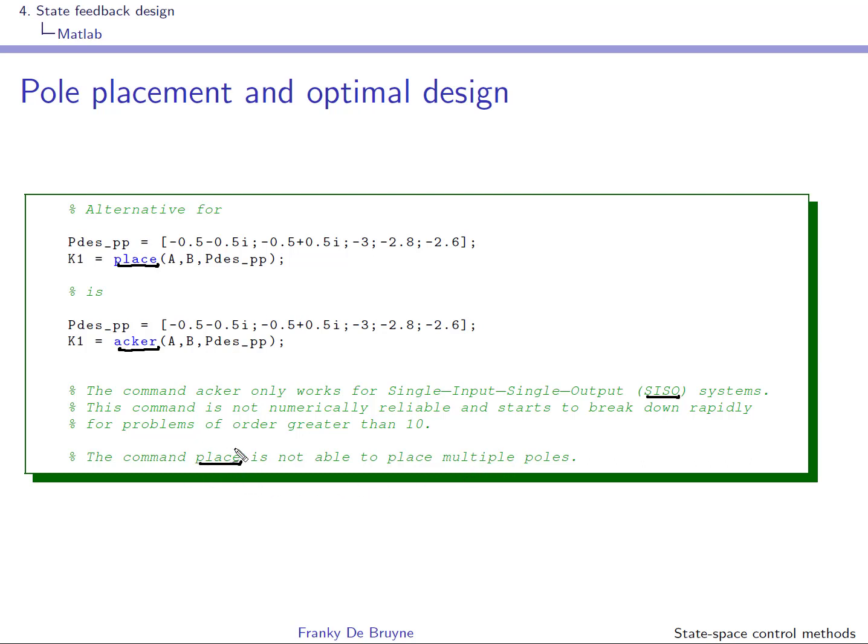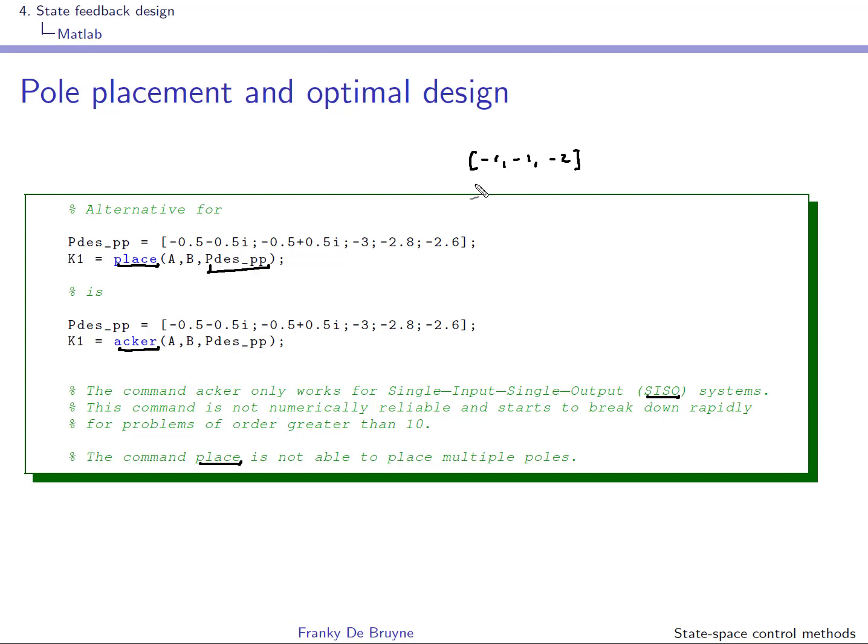So place, you can only place single poles, so this means that all the poles that you use over here must be different. So you cannot, for instance, place poles in -1, -1, and then -2. This is impossible because these are multiple poles.